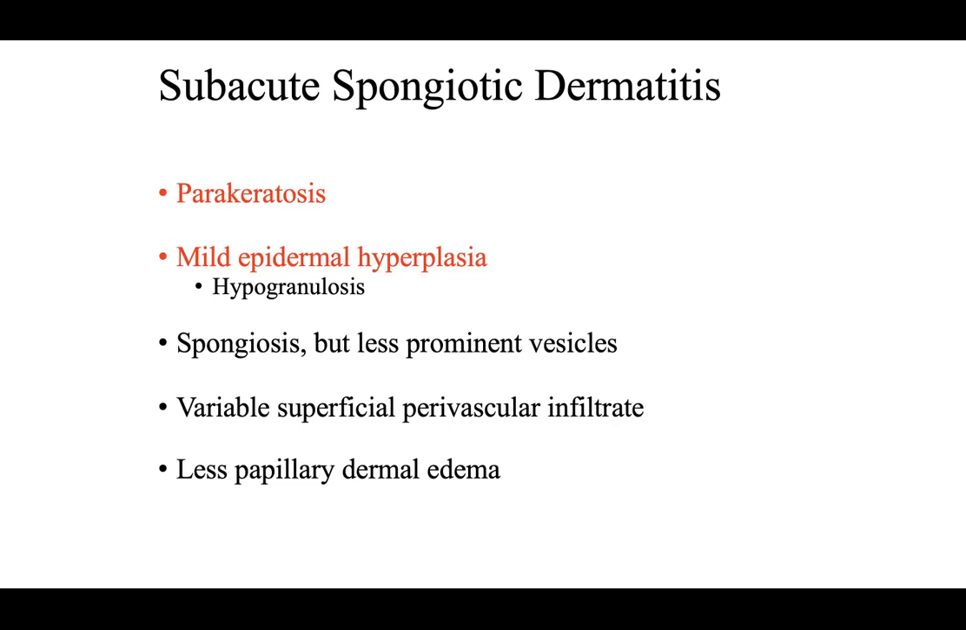Spongiosis, obviously in subacute spongiotic dermatitis, but it's less prominent in terms of the vesicle size than acute spongiotic. Variable superficial perivascular infiltrate, that is a very non-specific feature that you can see in many different inflammatory entities in dermpath. So it's useful to describe it when it's there. It's useful to say it's mild, moderate, or severe perivascular. And it's also important to note if you do see eosinophils. And as you go along the timeline of acute, subacute, and chronic, you get less dermal edema, you get less pronounced spongiosis with time. So that's important to keep in mind as well.